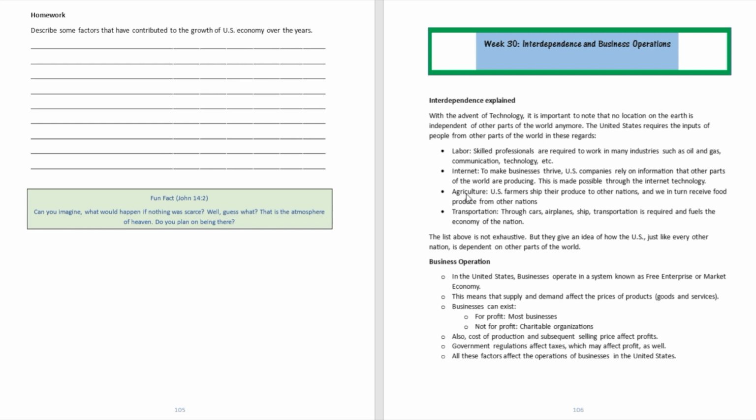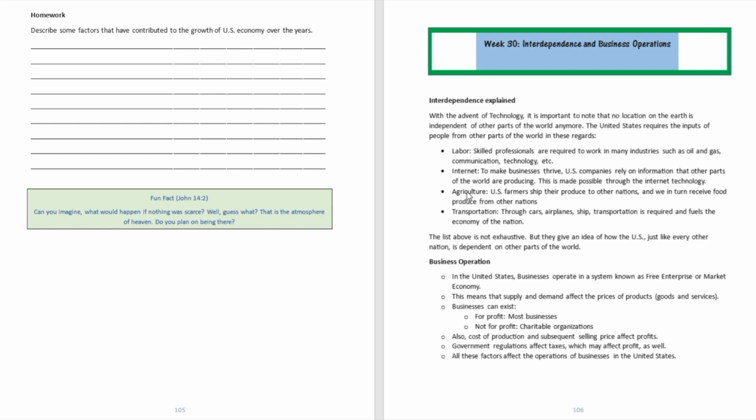Well, another area in which the United States is going to be dependent on other parts of the world will be in terms of agriculture. So US farmers ship their produce to other nations. We export our foods to other nations, and in turn we import food from other nations as well. So there is some kind of interdependence from that regard.